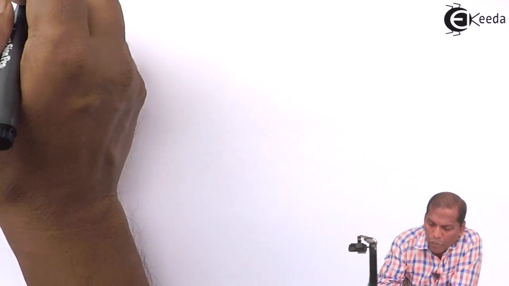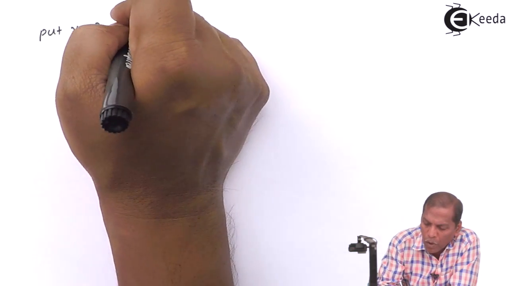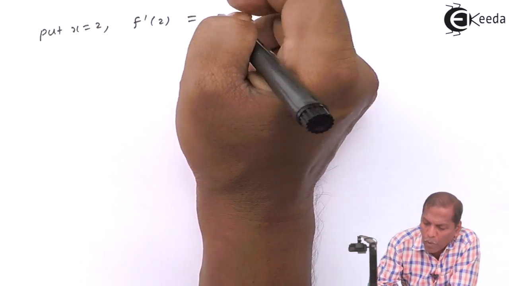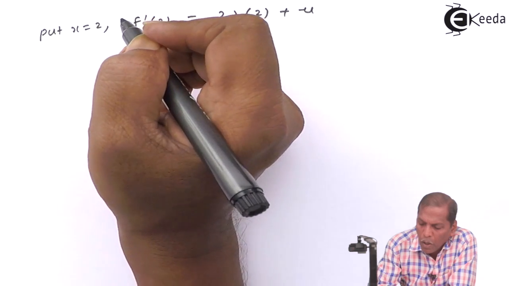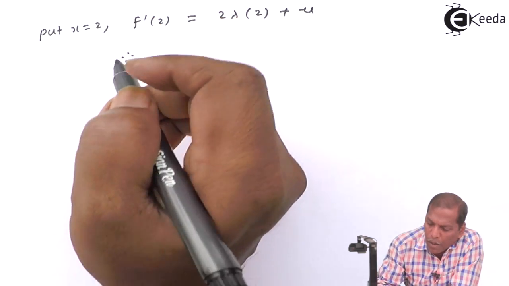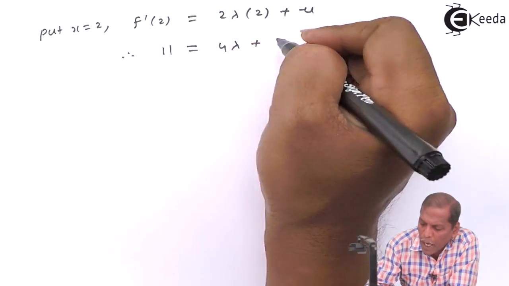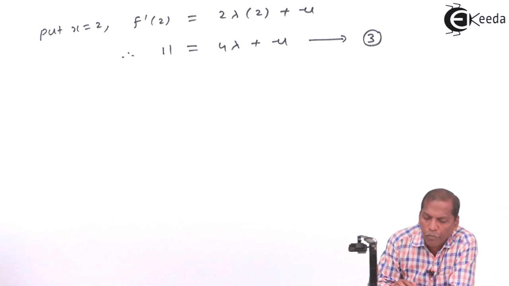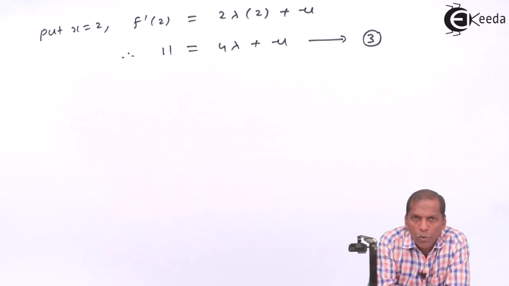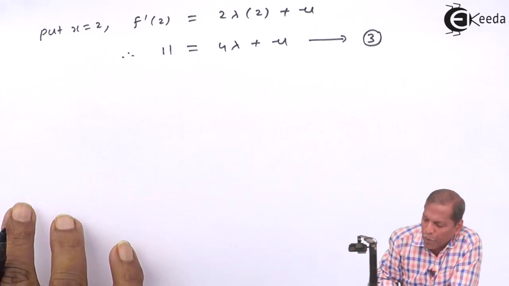Now next given is f'(2) = 11. It means we have to put x = 2 in equation 1. So we get f'(2) = 2λ into 2 plus μ. Now in the question f'(2) is given as 11, so 11 = 2 into 2, 4λ plus μ. Let us denote this as equation number 3. Now solving equations 2 and 3 simultaneously, we get the values of λ and μ.